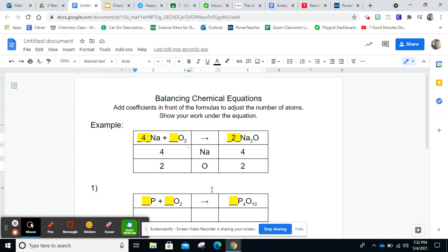We're going to do the same thing for the next few problems, just changing the coefficients. If you don't need to change the coefficient, you can just leave it blank. Or if you prefer, you can put a 1 there to remind yourself.